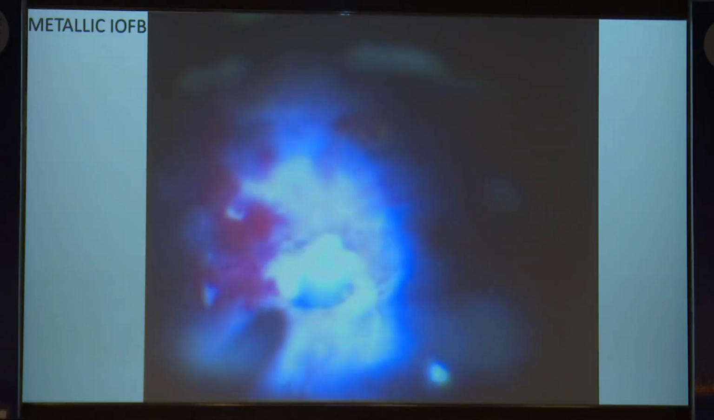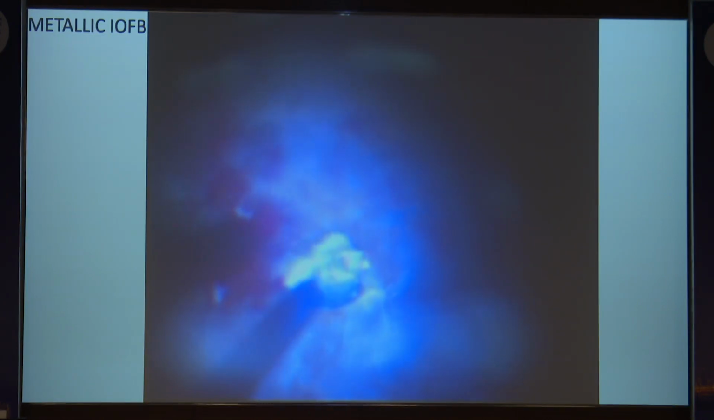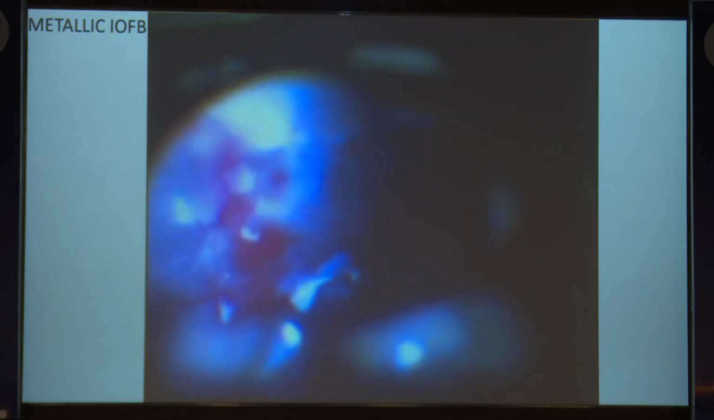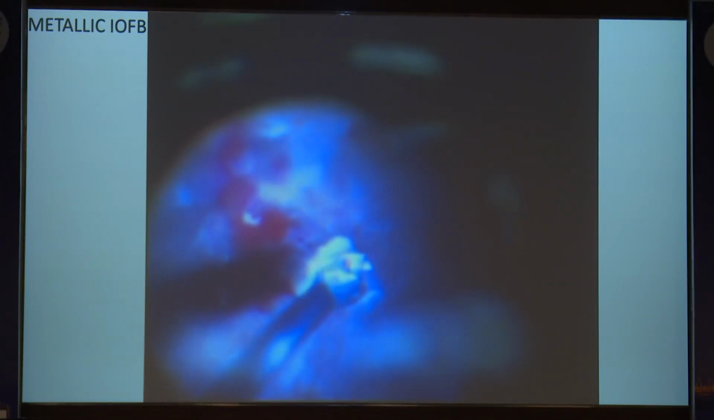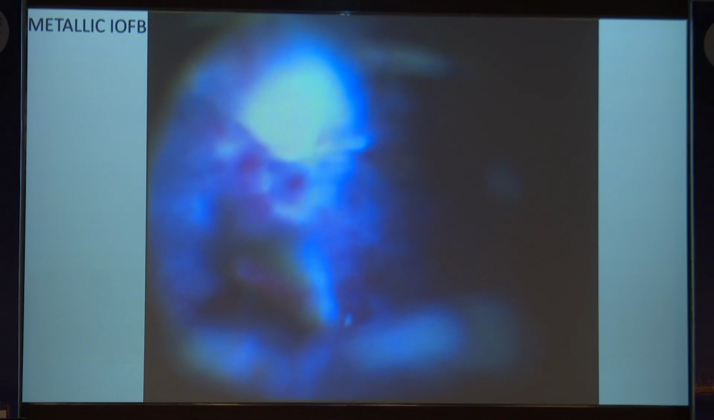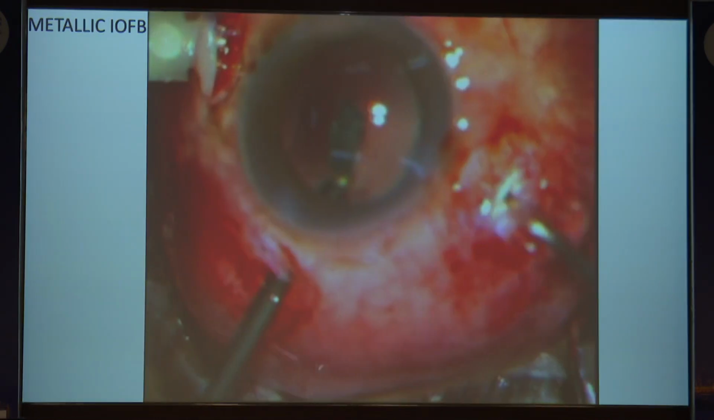And this is the metallic foreign body. So you would not have been able to approach this unless you released it from all its attachments. And now using an intraocular foreign body magnet, you can see how the foreign body literally jumps onto the magnet. So this was a magnetic metallic foreign body.